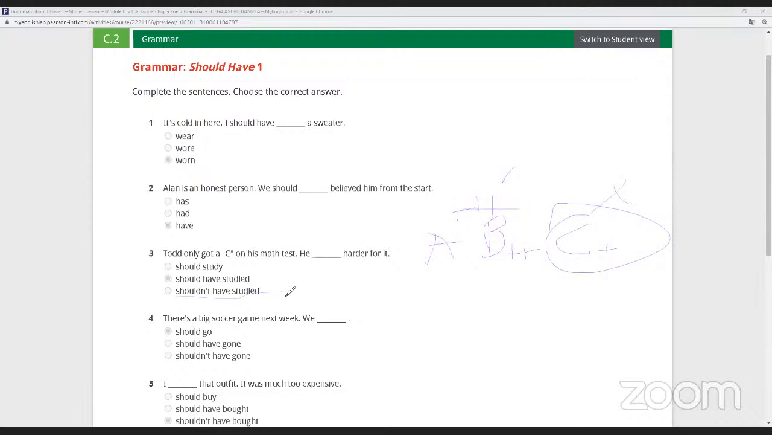Then it could be, she shouldn't have studied harder for it. No debió haber estudiado mucho por ello, ¿ok? So I'm going to check this because in my opinion it should be C, okay?